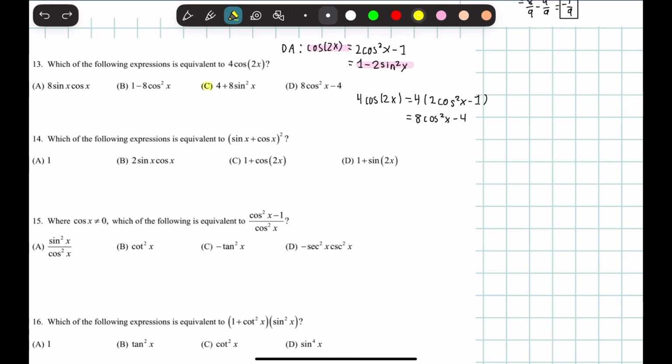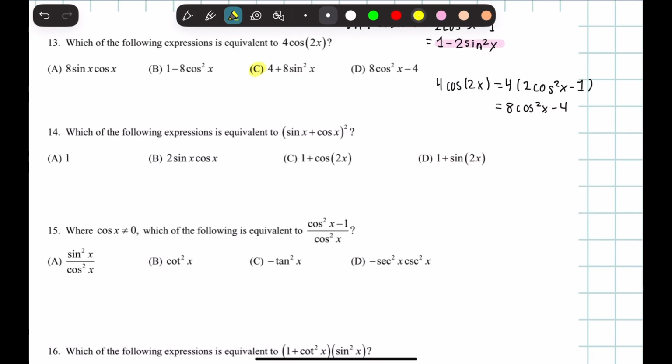Let's use this to highlight. Now, which of the following expressions is equal to sine x plus cosine x squared?